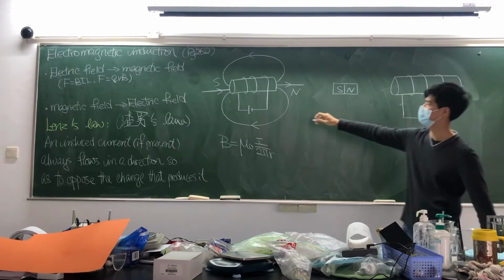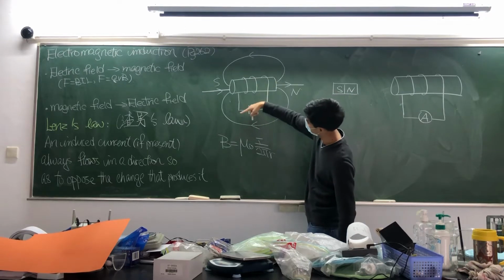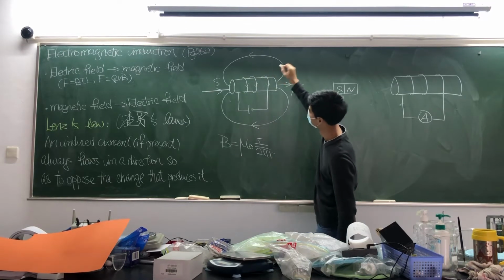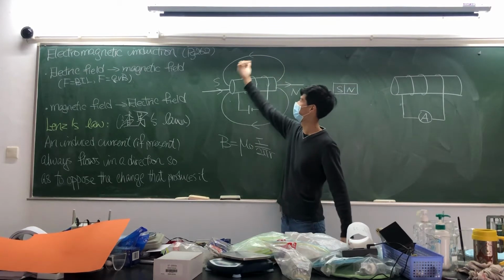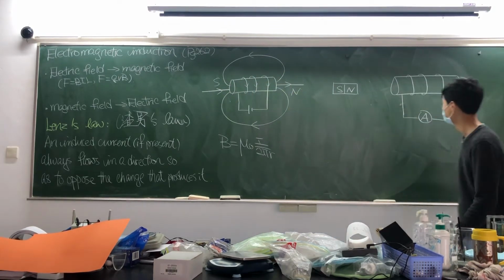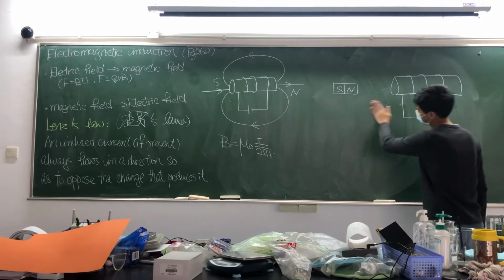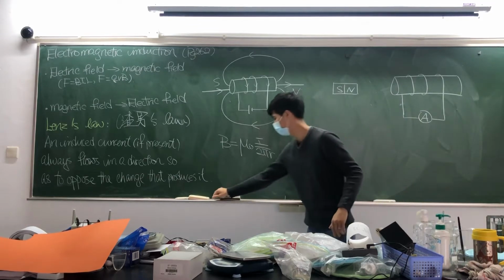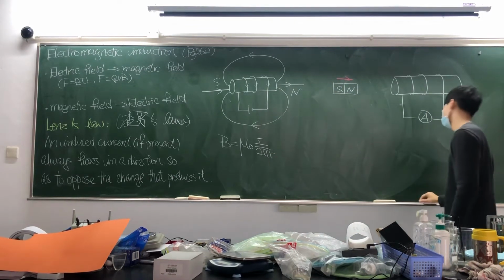For this one, there is a power source, so it can generate electricity. The direction of the current is pointing downward. Then you use the right-hand grip rule to find the direction of the magnetic field. For this case, there is no battery. We replace the power source with an ammeter, and then we have a magnet moving toward this solenoid.